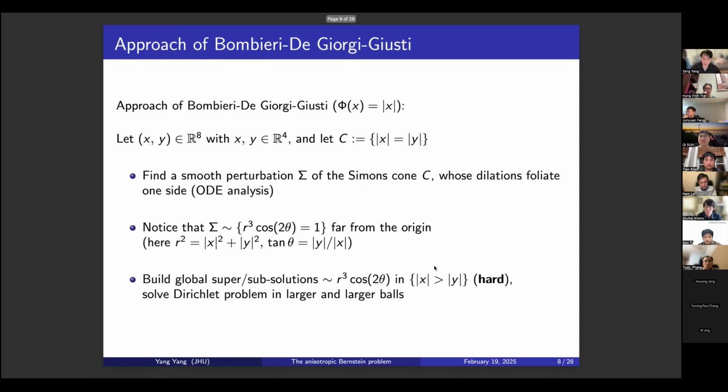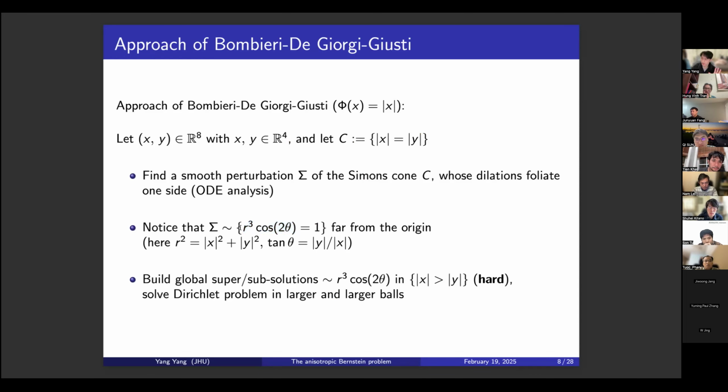So then notice that the level sets of the global solution resemble this cubic homogeneous function, r cubed times cosine 2 theta, where this r is just the square root of x squared plus y squared, and theta is just like polar coordinates, with mod x equal to mod y. And after some short computation, they can show that this cubic homogeneous function is in fact a subsolution where it's positive and a supersolution where it's negative.